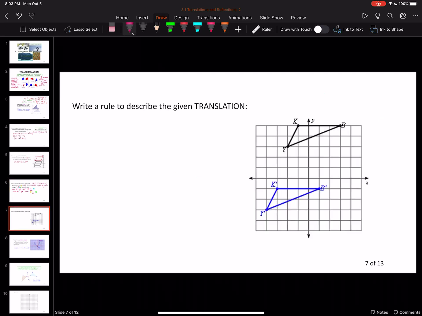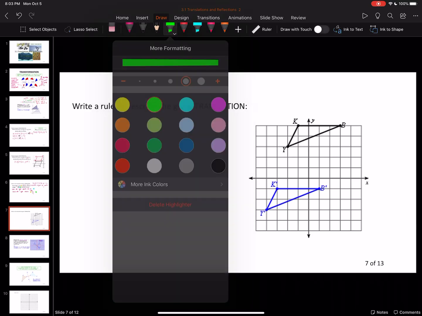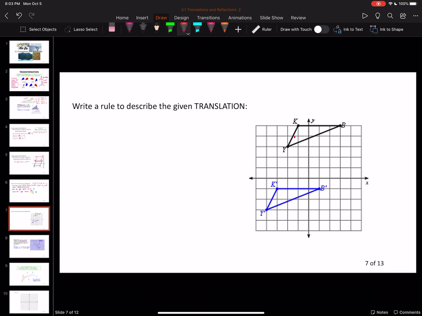Okay, and the very last type of problem that I could show you is I could give you the graphs. The biggest part about this here is you want to make sure that you're looking to see what's the pre-image, what's the image. So the pre-image is going to be the ones with no primes, and the image will be the ones with primes. Okay, and it wants to say what's happening, what's the change. And I just pick one of these points to actually look at.